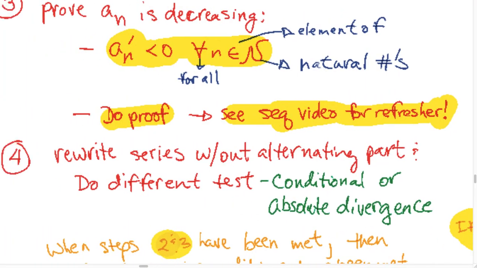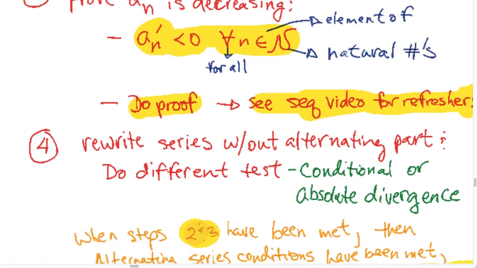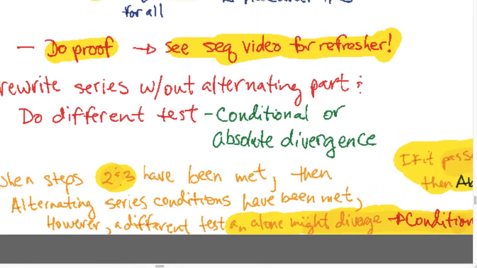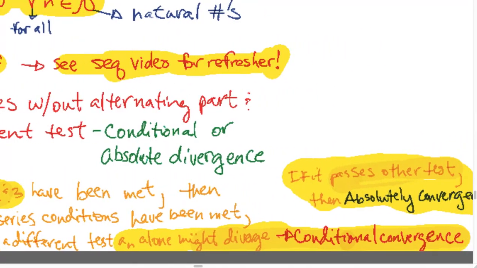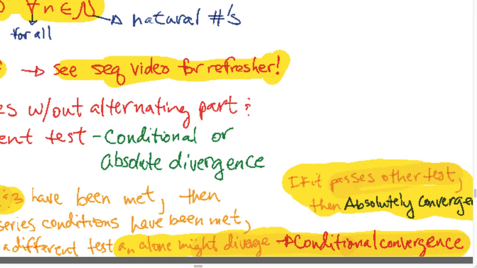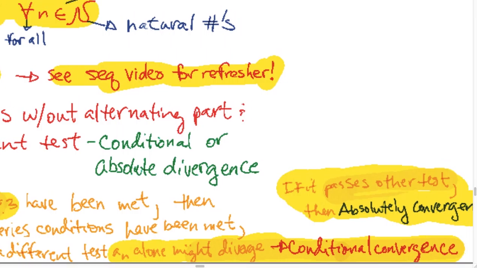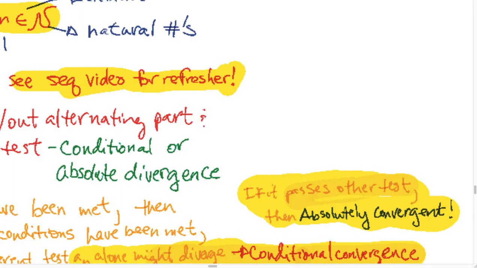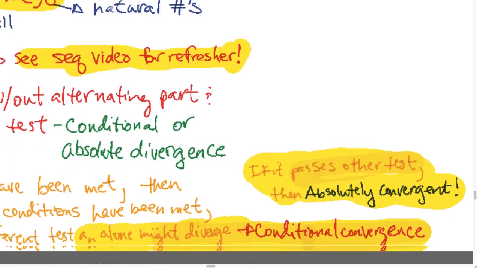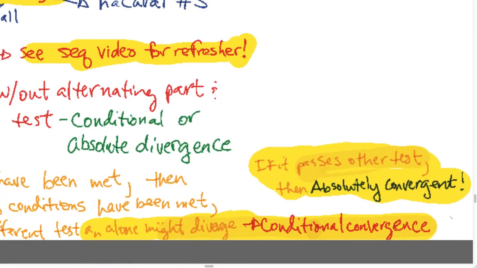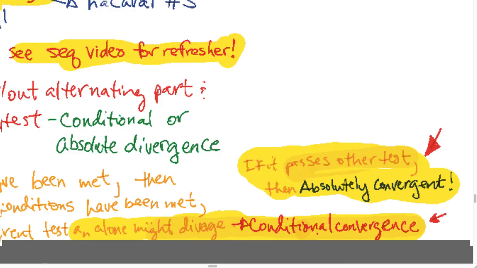But even though you pass the two conditions for alternating series tests, sometimes you do a different test besides alternating series for the portion of the sequence that's not alternating, and it'll fail that test. If it fails the other test without the alternating part, then it's conditionally convergent. But if it also passes that test, it means under all conditions it was convergent, not just alternating series convergence, okay? So let's look at these two problems here.